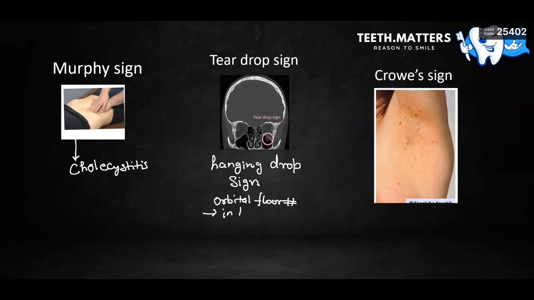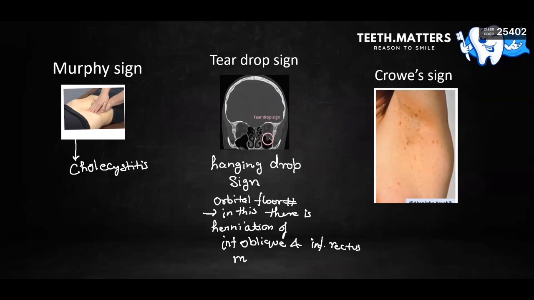In this, there is herniation of two muscles, the inferior oblique and inferior rectus muscle, into the antrum. Here in the circle, see, that is the teardrop sign.